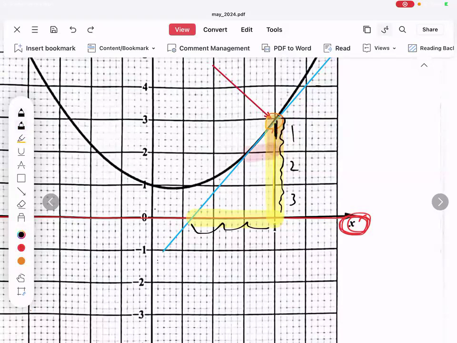So maybe I should have just used this part right here. This is the rise, and this is the run. That would have been a better one to use. And you can see it would be just 1/1, which works out to be 1. But this is still going to be 3 over almost 3, so it's approaching a gradient of 1.